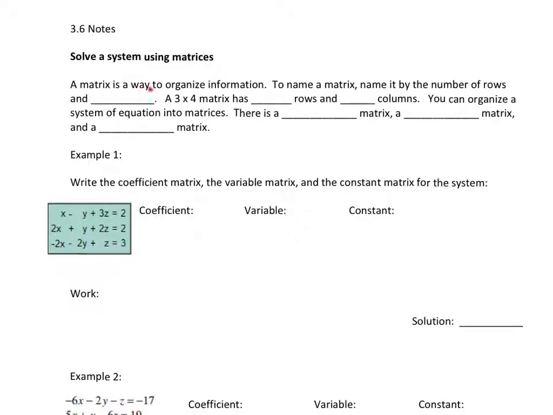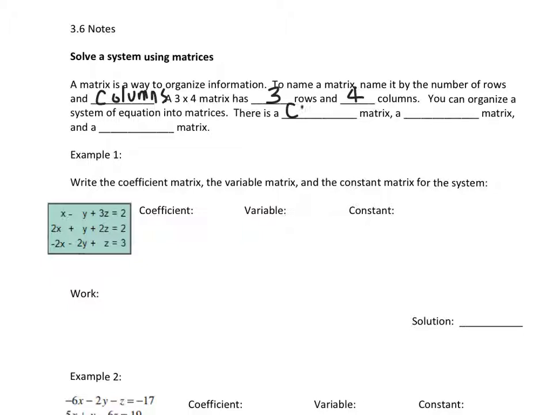A matrix is a way to organize information. To name a matrix, name it by the number of rows and number of columns. A 3x4 matrix has 3 rows and 4 columns. You can organize a system of equations into matrices.